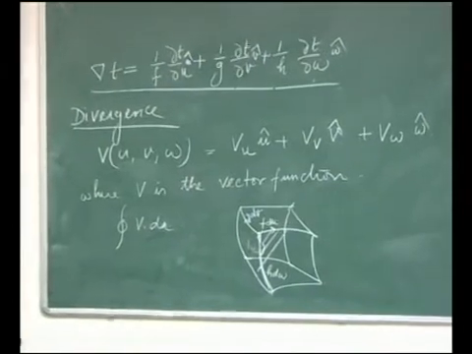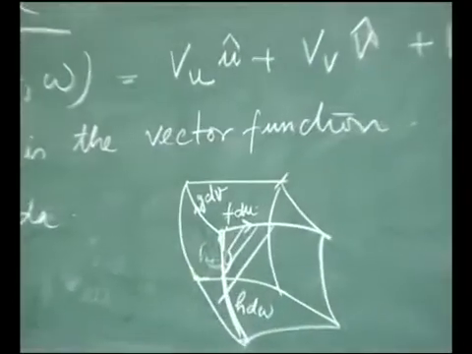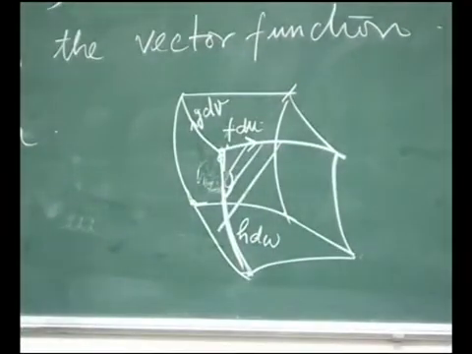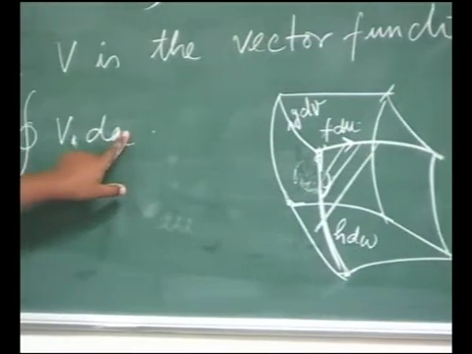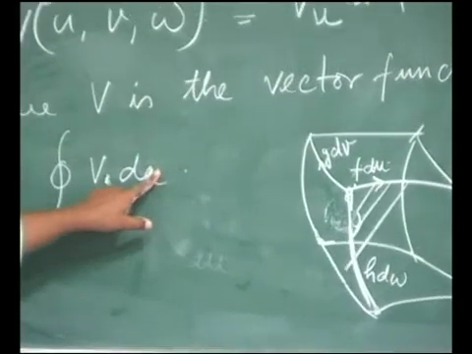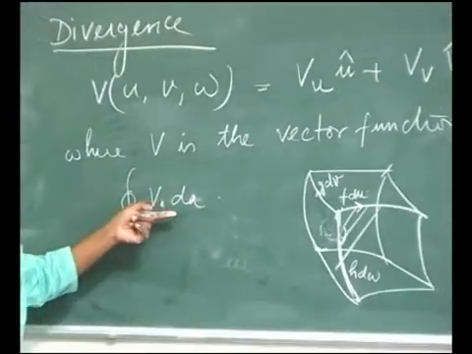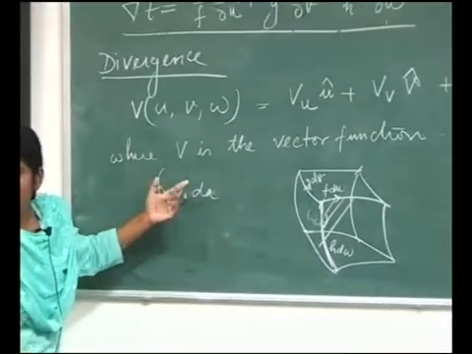Now remember what is happening here: v dot dA, where v is a vector function. What is dA? Surface area. But I am taking a dot product. So what does that mean? V and dA are what quantities?